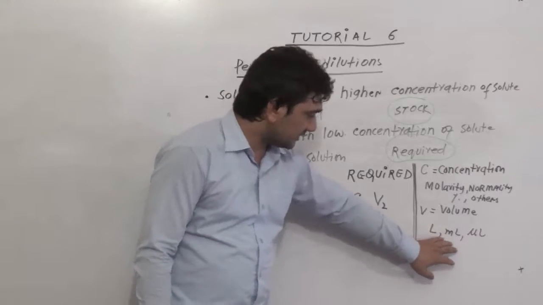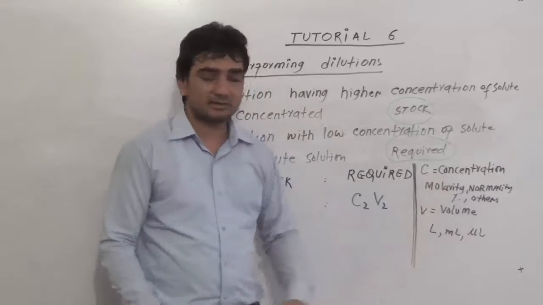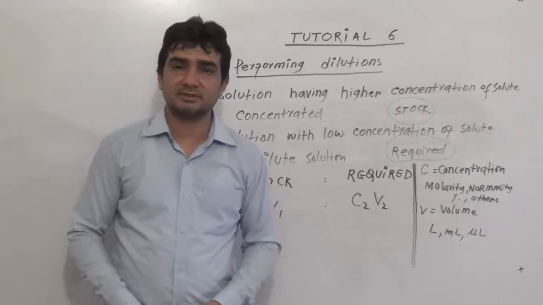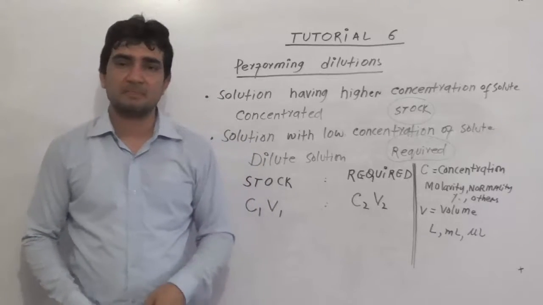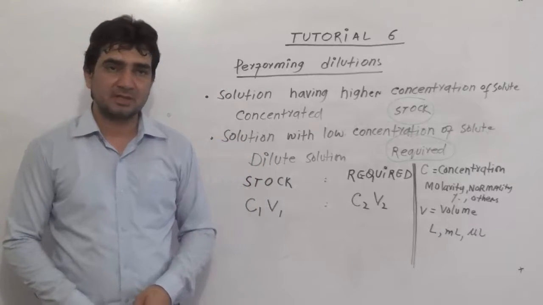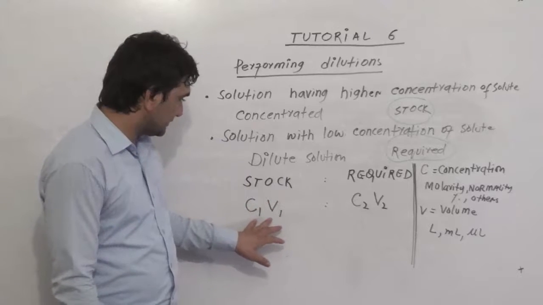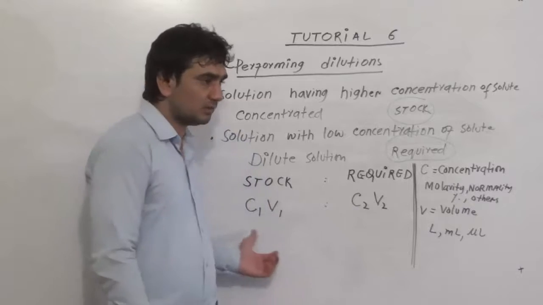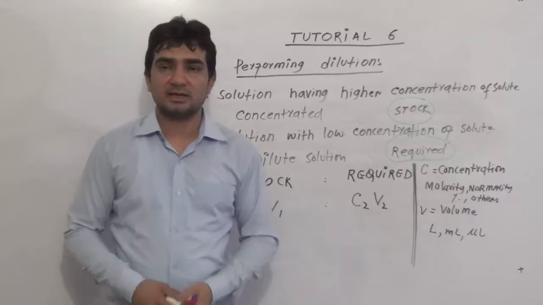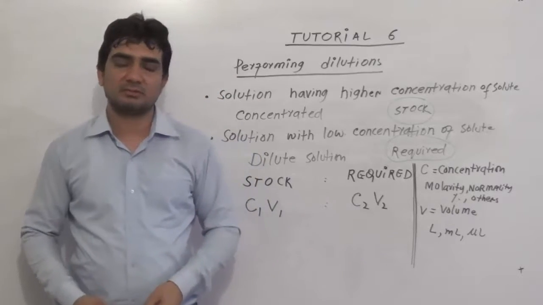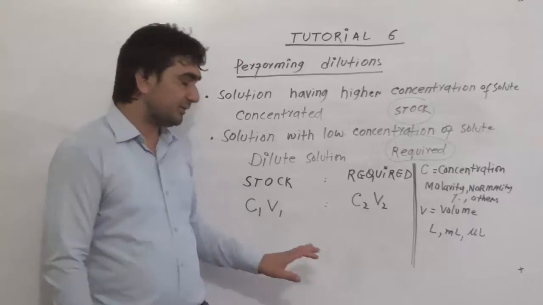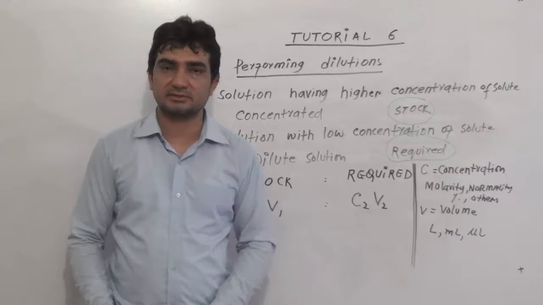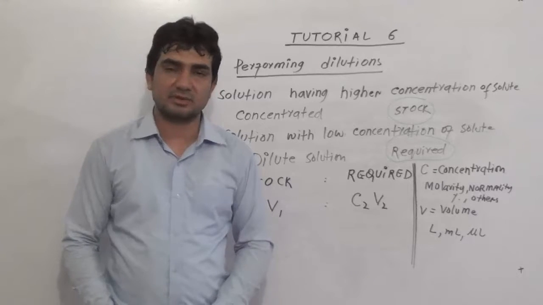Volume could be in liters, milliliters or microliters, and similarly the concentration may be in molarity, normality, percentage, formality, osmolality or any other concentration term. This equation is sometimes also written as M1V1 = M2V2 or N1V1 = N2V2, M1 for molarity, N1 for normality. Generally we use C1 and C2 to represent the concentration of the stock solution and required solution.